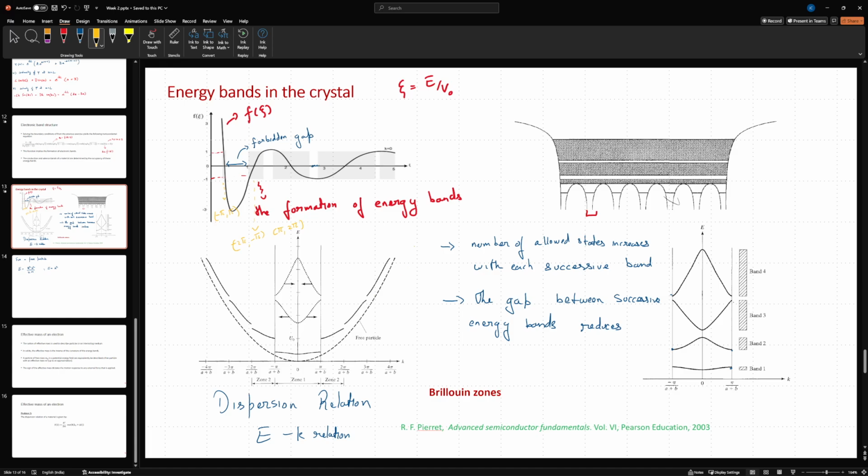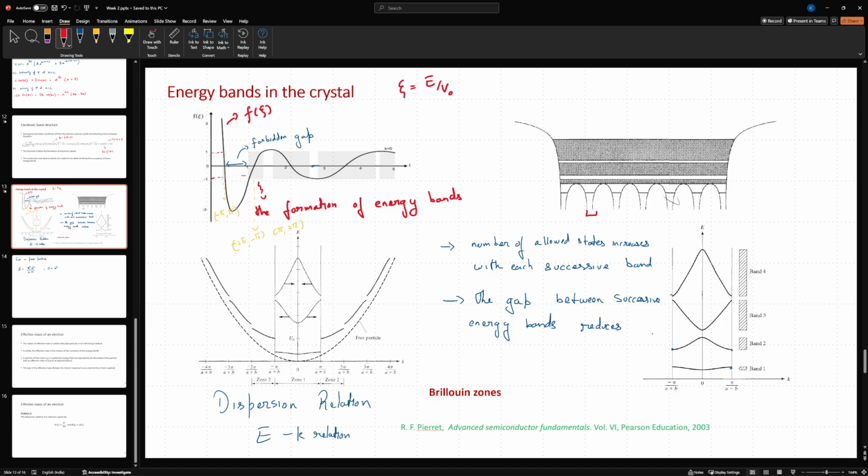In truth, as we go higher and higher, this curve will indeed start representing a parabola, and these gaps will slowly start reducing. The higher the level of bands we move to, the more free the electrons will tend to behave.